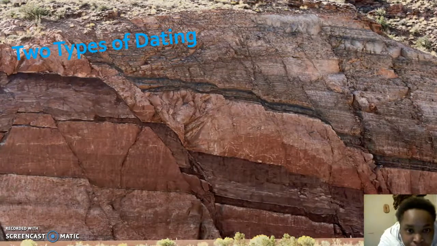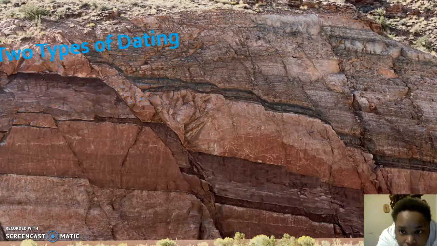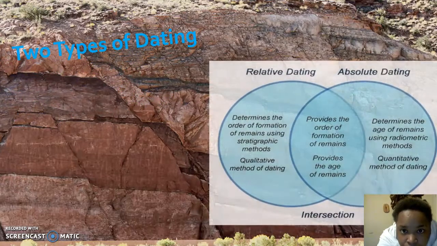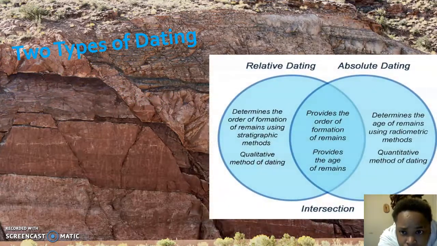Back here. Now I'm about to list the two types of dating. All right. The two types of dating are relative and absolute. They both provide information of the remains, or the order of the remains. It also provides the age of the remains.